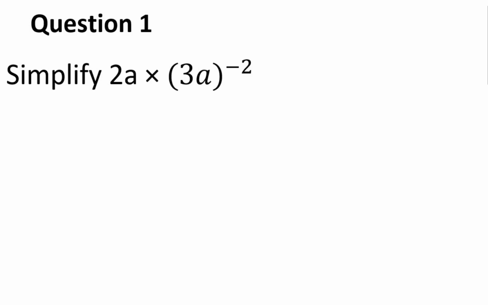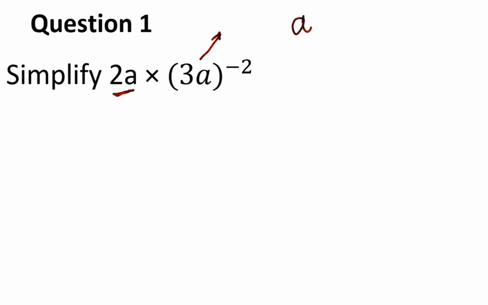Let's go straight to the first question, which says: simplify 2a times (3a) to the power of negative 2. I'm sure you've learned laws of indices in JSS 3. We are going to apply laws of indices to solve a lot of questions we'll be doing for this lesson. The first thing we need to do: I'm going to keep 2a, but I'm going to sort (3a) to the power of negative 2 using the laws of exponent, or the negative index rule in indices.